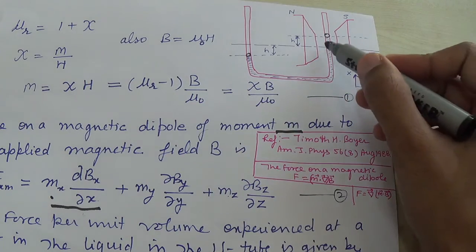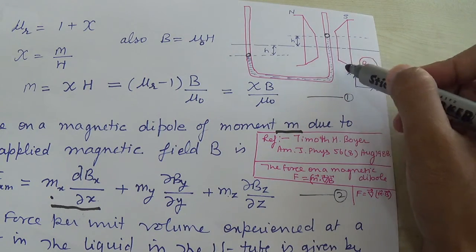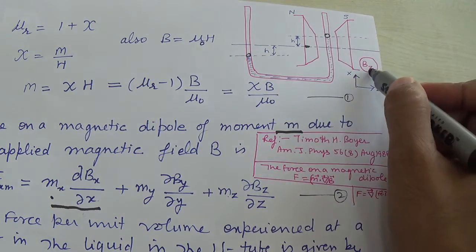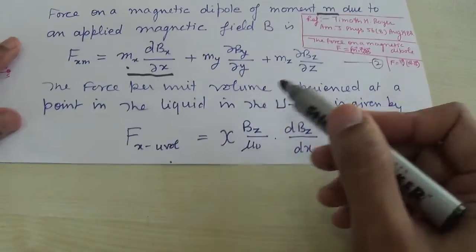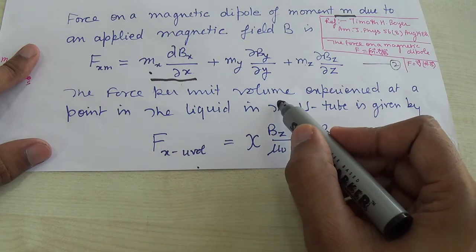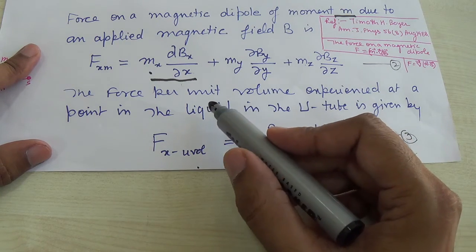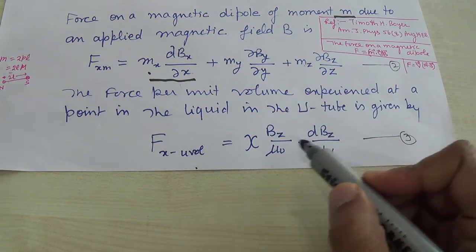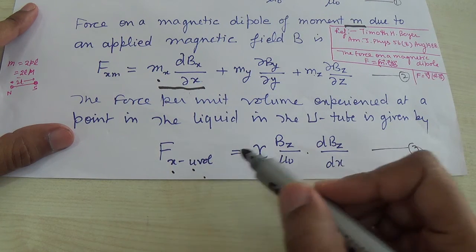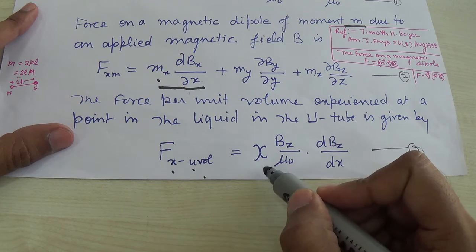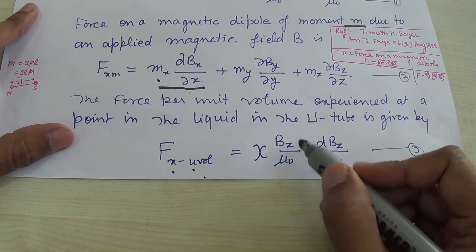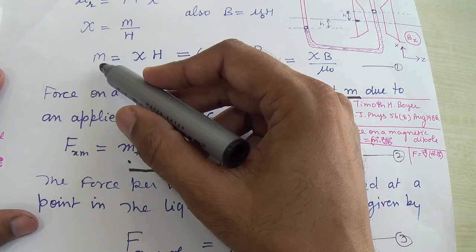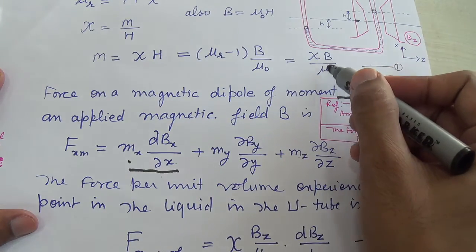you have seen this picture, the force is applied in the upward direction, that is the x direction, and the magnetic field is along this direction, so that is along the z direction, so Bz. So the total force per unit volume experienced at a point in the liquid in the U tube is given by Fx per unit volume is equal to chi Bz upon mu naught. This is m. As you know, I have already defined capital M, the intensity of magnetization, as equal to chi B upon mu naught.